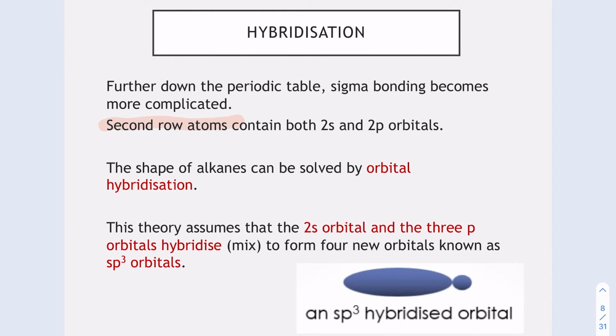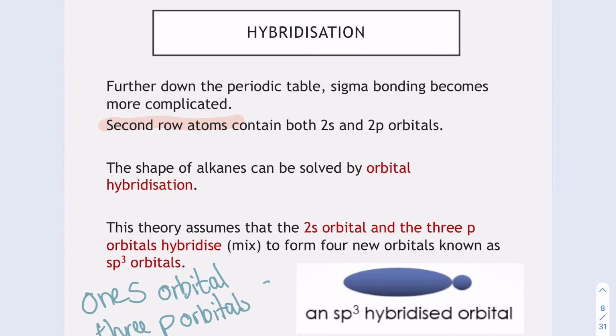So I've got a little definition at the bottom. It says this theory assumes that the 2s orbital and 2p orbitals hybridise, which is another word for mix, to form 4 new orbitals known as sp3 orbitals. So again, that is 1 s orbital and 3 p orbitals, and they make your 4 sp3 orbitals.